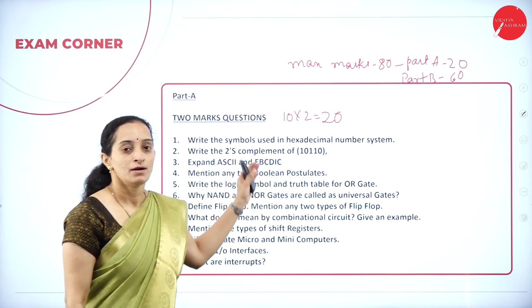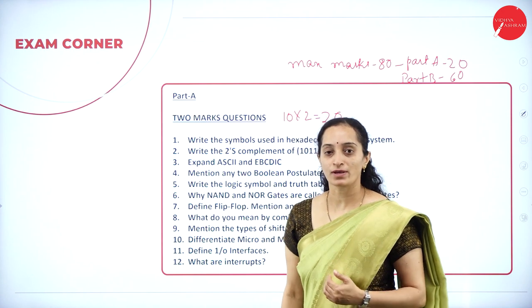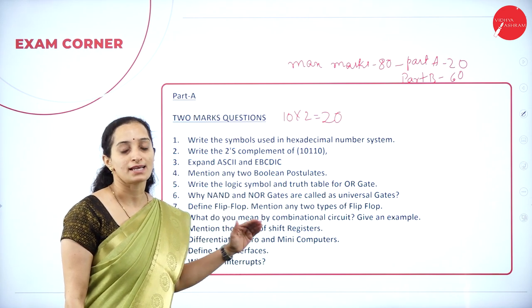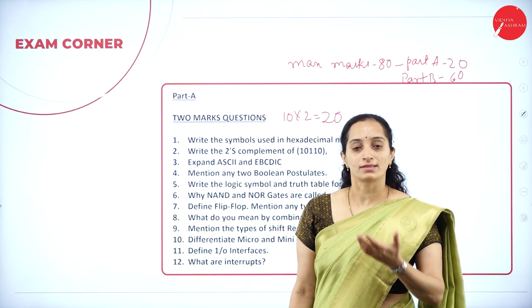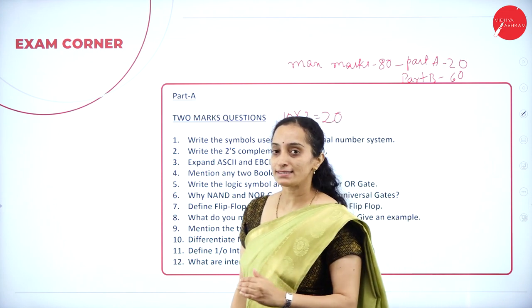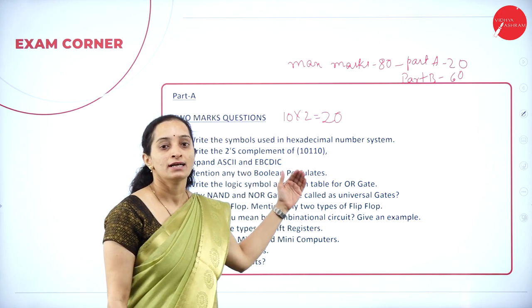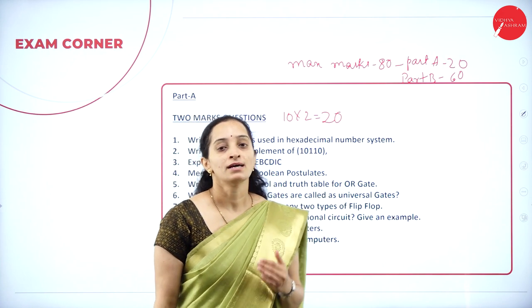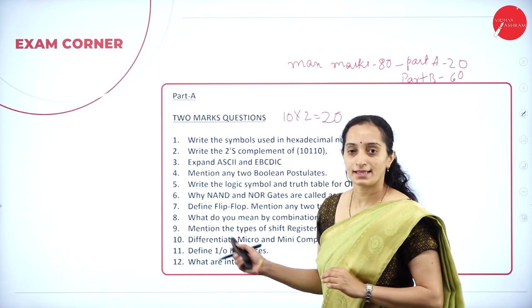If you attend all the 10 questions, you will easily get 20 marks without much effort. So don't try to skip this part. Try to attend all the 10 questions as much as possible. Don't attend only 5 or 6 or 8 or 9. These questions are a little bit easier than the descriptive questions asked in part B, so you can expect marks from this part.